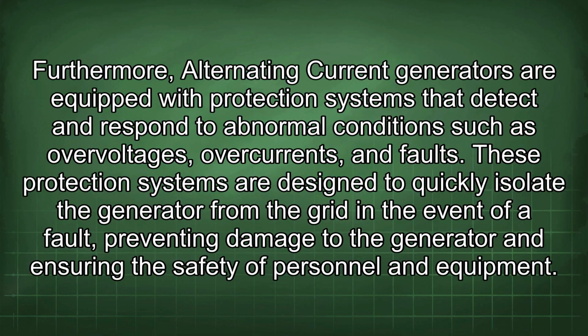Furthermore, alternating current generators are equipped with protection systems that detect and respond to abnormal conditions such as overvoltages, overcurrents, and faults. These protection systems are designed to quickly isolate the generator from the grid in the event of a fault, preventing damage to the generator and ensuring the safety of personnel and equipment.